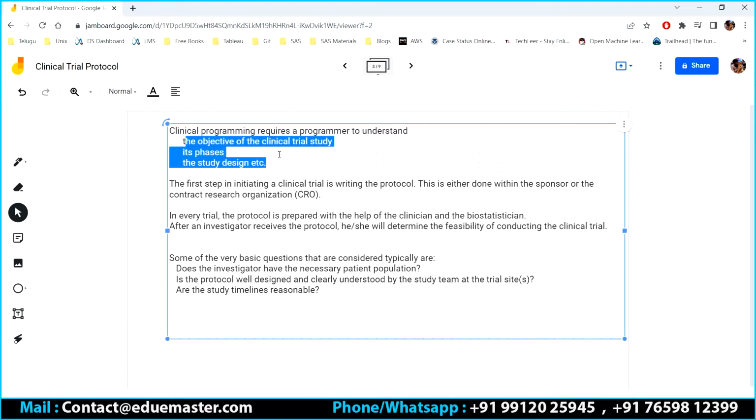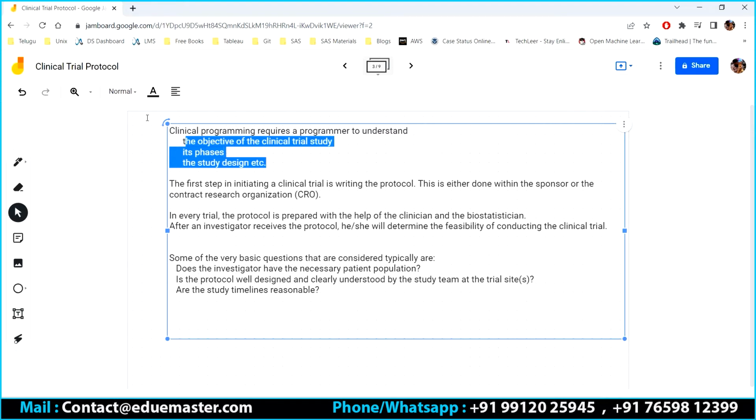Like I said in the previous class, on our Thursday class, I told you that before we enter into SDTM, ADaM, or TLF, we need to understand a few of the basics. We need to understand some of the definitions. We need to understand some of the documents. Right? That work we have started now, right?